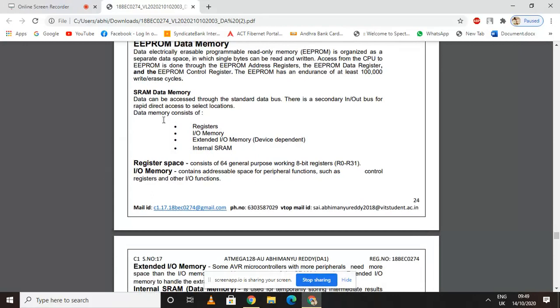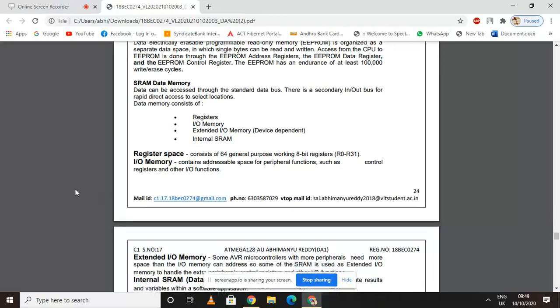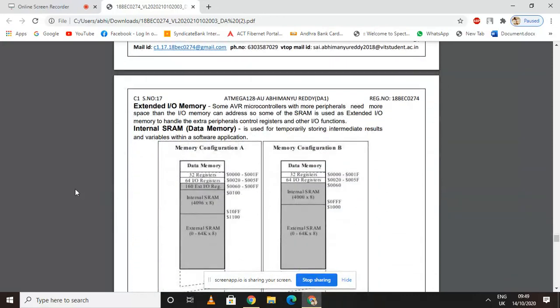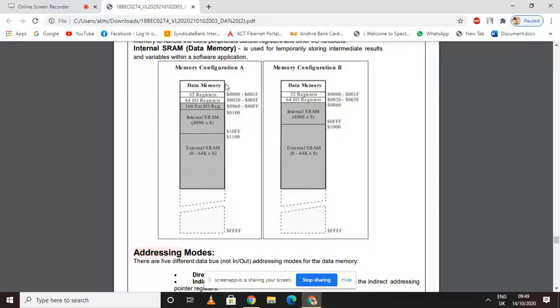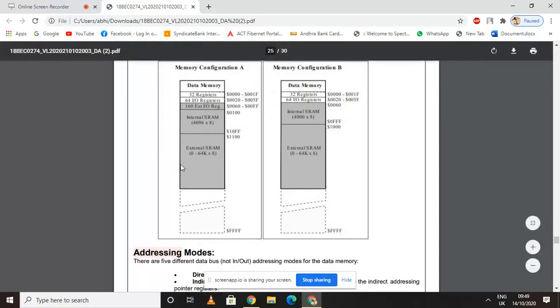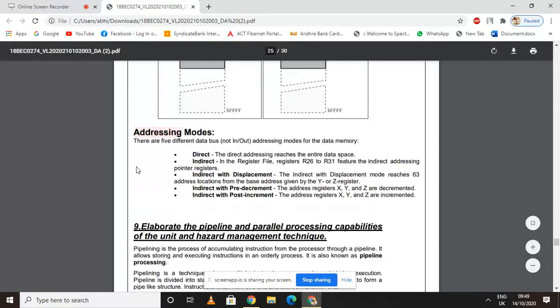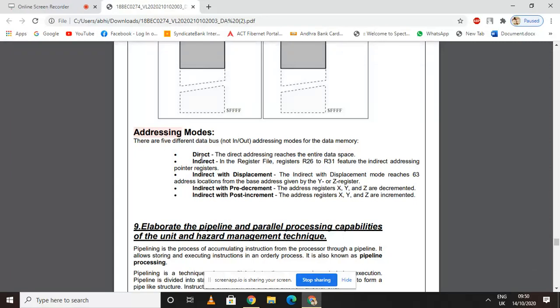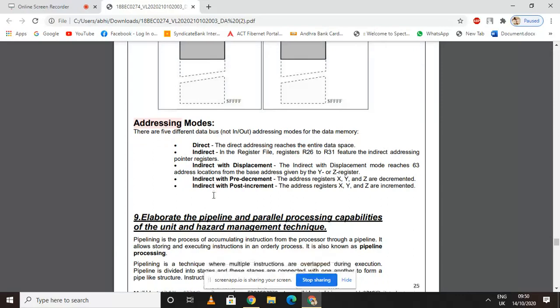So this is the SRAM memory as discussed earlier, which has registers, IO memory, external and internal SRAM, register space, IO memory, extended IO memory, and internal SRAM data that is used for temporarily storing intermediate results and variables within a software application. This is the block diagram of memory configuration A and memory configuration B. Coming to addressing modes, there are 5 different data addressing modes for the data memory of ATmega128A: direct, indirect with displacement, indirect with pre-decrement, and indirect with post-increment.